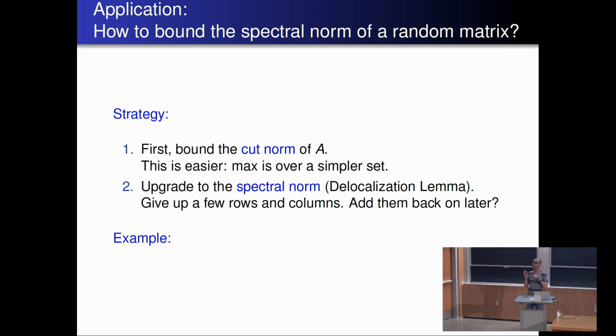Here is the strategy. First, bound the cut norm, and that could be simpler, because the max is over a simpler set, it's over a cube. And then automatically upgrade it to the spectral norm by the delocalization lemma, if you're willing to give up a small number, a few rows and columns. Then if you wish, you could add them back, because there are so few of them that, under some conditions, they may not affect the norm. So that's a strategy that some people employed before.